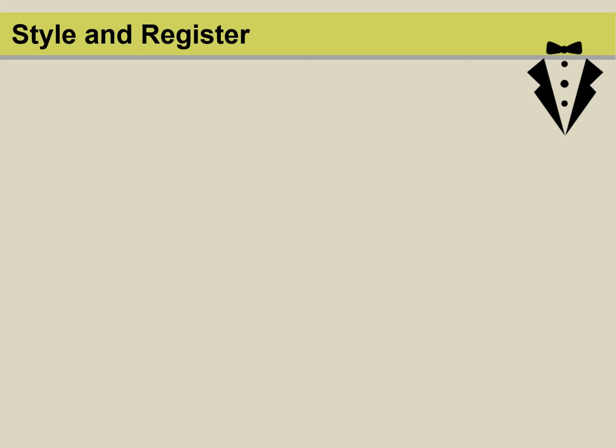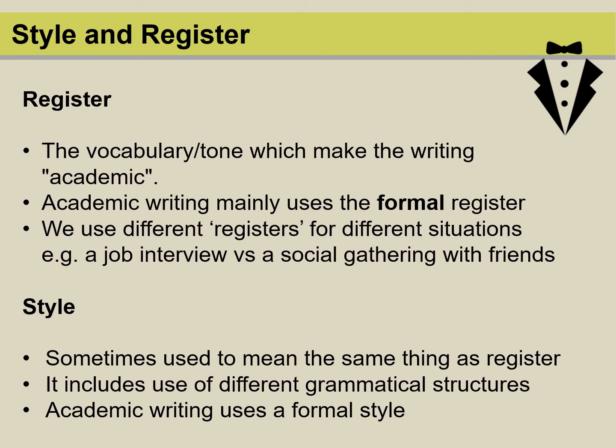When we talk about academic style and register, what we really mean is in terms of register, the vocabulary or the tone which makes the writing academic. Academic writing mainly uses a formal register. Think about how you might change your tone and your choice of language if you're in a formal situation like a job interview, compared to how you might speak if you're at a social event with good friends. So academic writing needs the formal style and register.